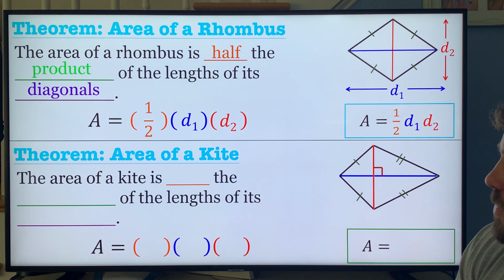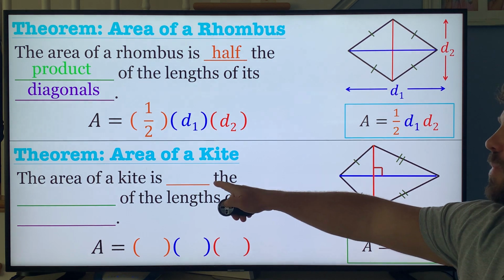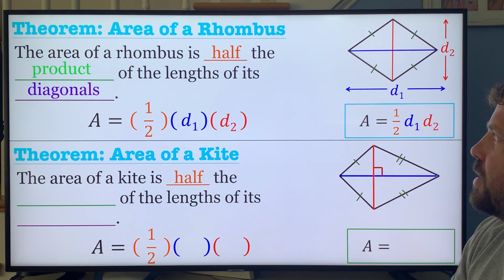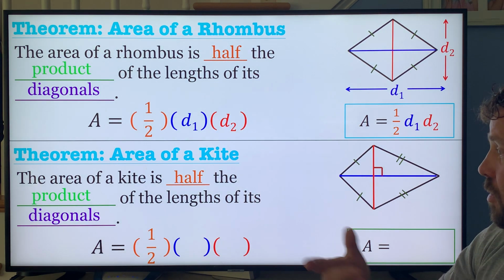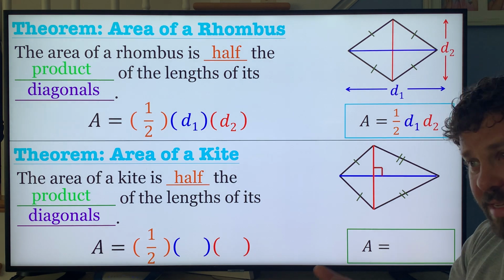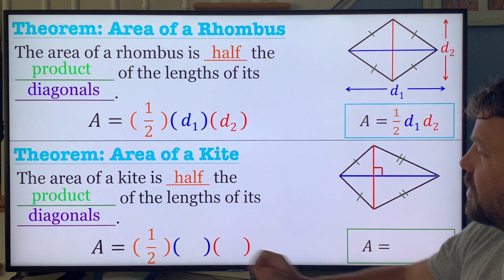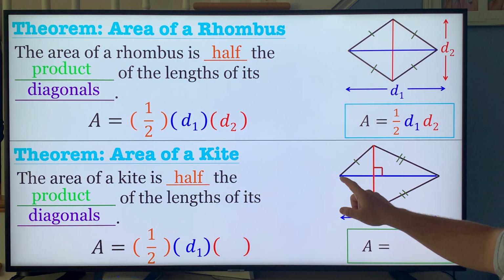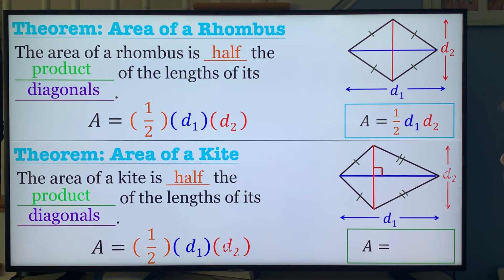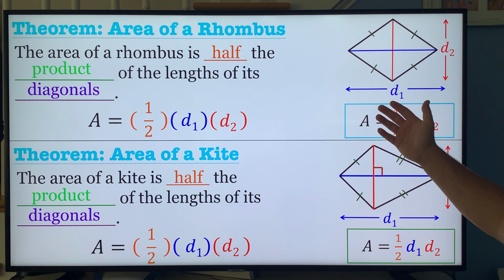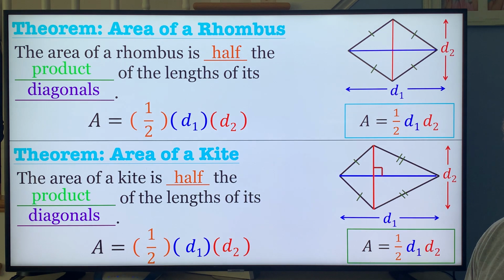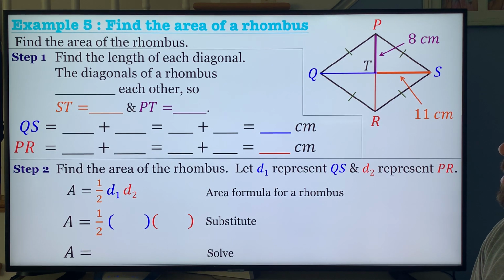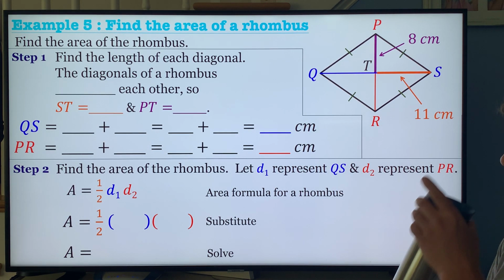And the area of a kite is a very, very similar formula. Let's see if you can guess it. Match the colors: half the product of the lengths of its diagonals. Not very similar. It's the exact same formula. So 1/2 of D1 vertex to vertex times D2 vertex to vertex. So all rhombi and all kites have the same area formula. So let's use it. Example 5, find the area of this rhombus.